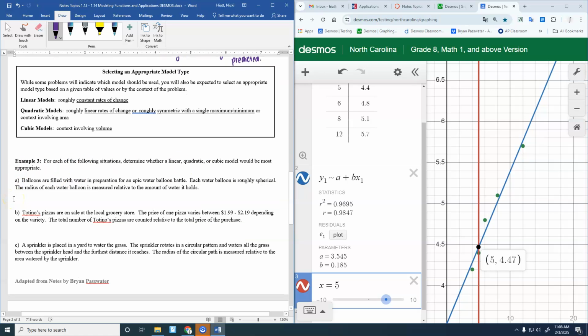So A says balloons are filled with water in preparation for an epic water balloon battle. Each water balloon is roughly spherical. The radius of each water balloon is measured relative to the amount of water it holds. So think about blowing up a water balloon.